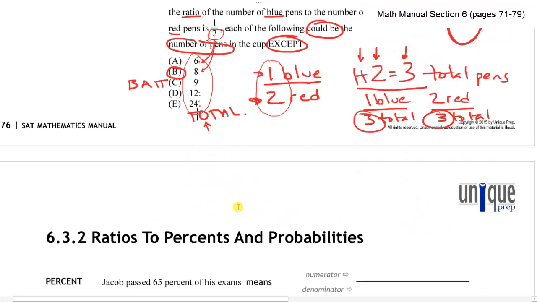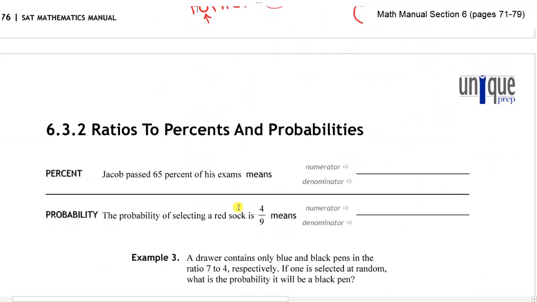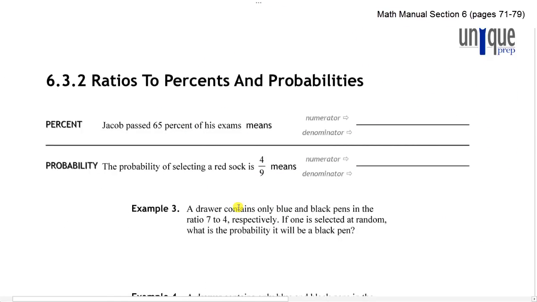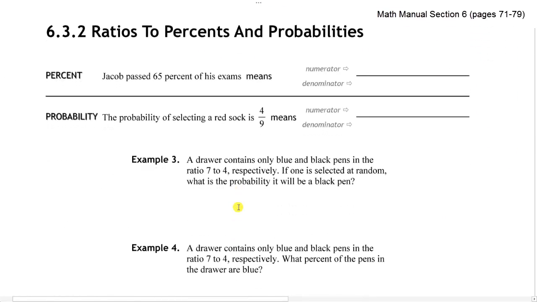So that is it for ratios and fractional parts, although this next concept is slightly related to ratios and fractional parts. In terms of percents and probabilities, we have to remember that percents and probabilities actually are just fractions, and more specifically, they're fractions out of a total.